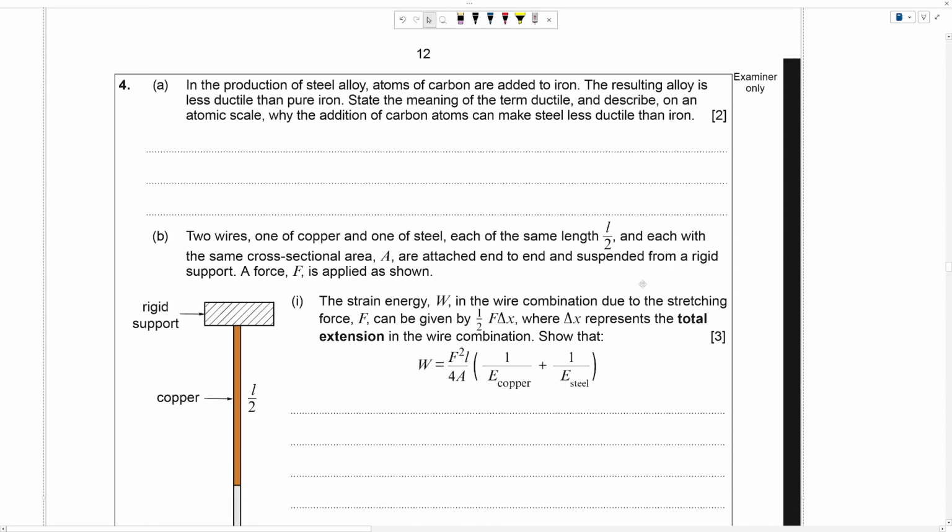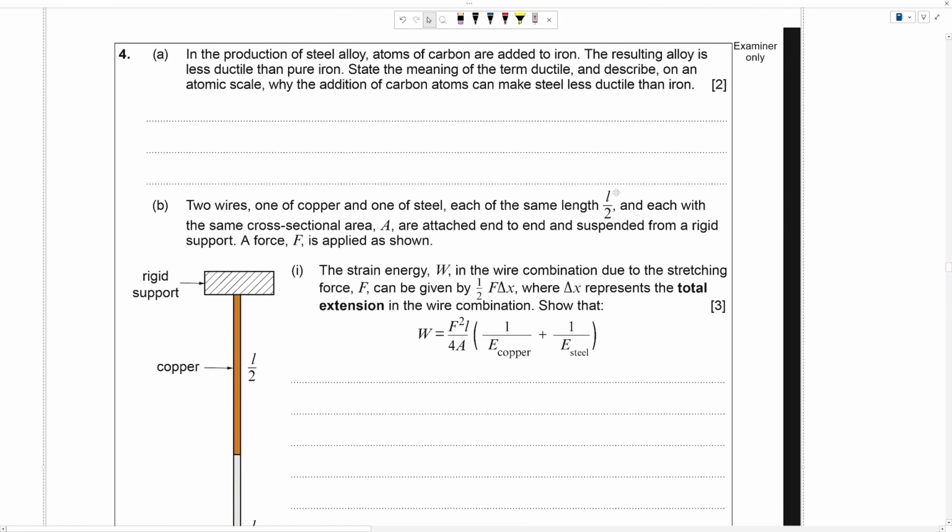All right, question 4. Materials question. In the production of steel alloy, atoms of carbon are added to iron. The resulting alloy is less ductile than pure iron. State the meaning of the term ductile.